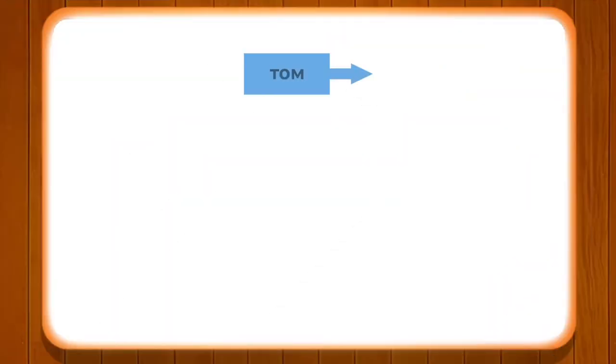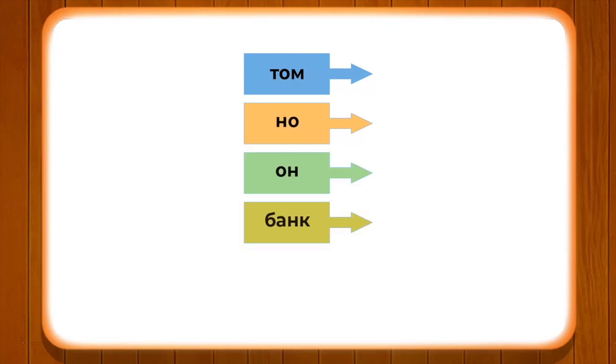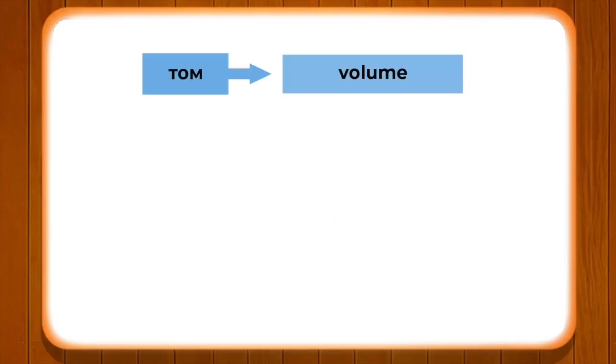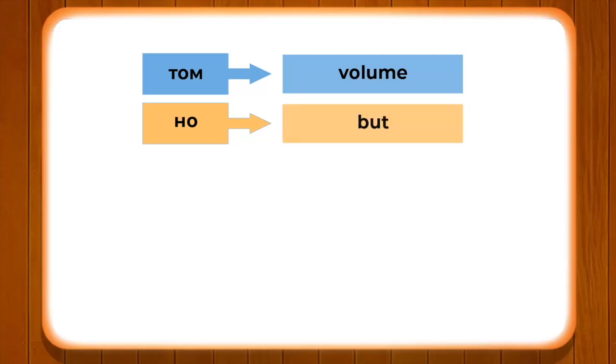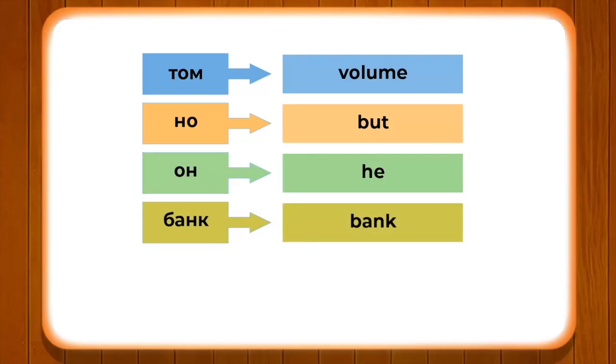All right, we will go ahead and see some more examples, so that with the help of these examples we can also understand the nature of these particular letters when combined together and the meaning of the words which they make. So, we have tom, no, on, bank and um. Tom, which means volume, no, which means but, on, which means he, bank, which means bank, and um, which means intelligence.